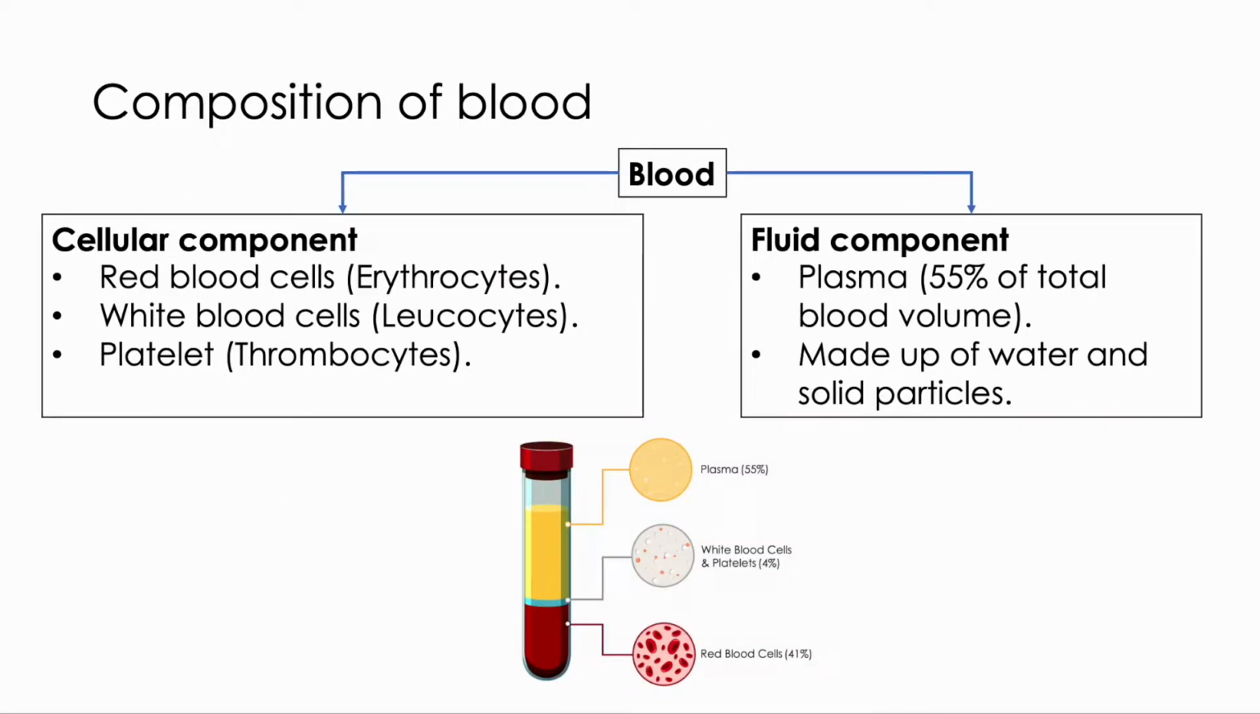Okay. So now let's move on to the composition of blood. For example, we withdraw blood or we do a finger prick on top of the glass slide, and then there is 1 drop of blood or 2 to 3 drops of blood.